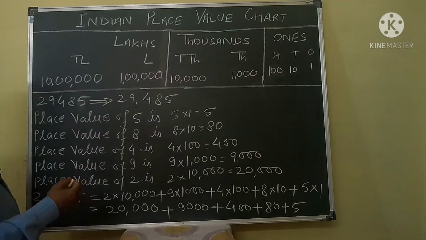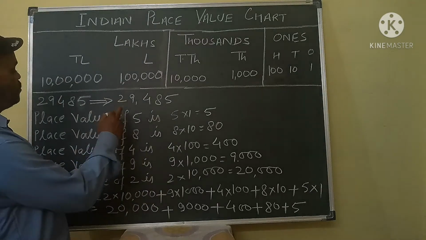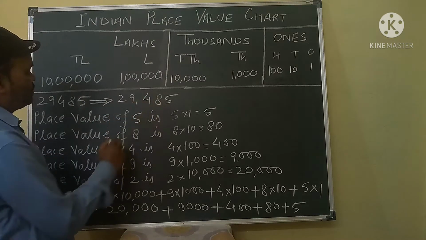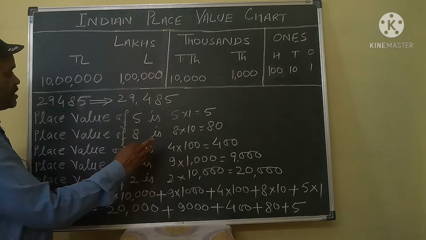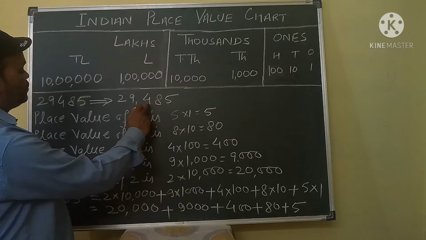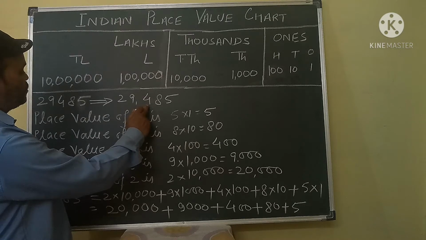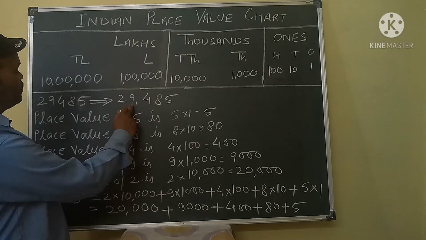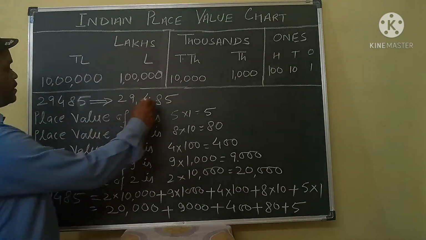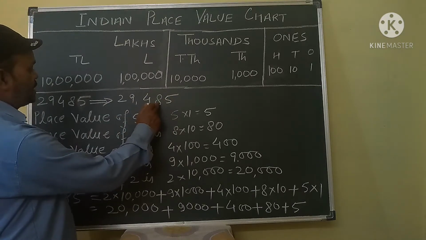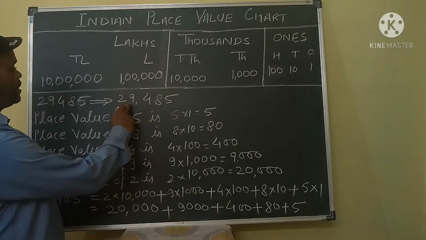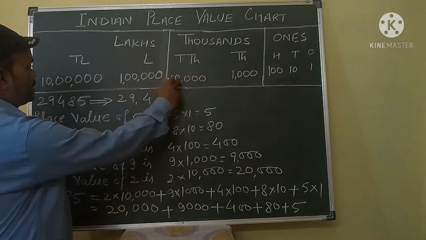Again, how can you write this number in expanded form? Now look here. According to the Indian place value system, 5 is in the ones group, 8 is in the tens group, 4 is in the hundred group, 9 is in the thousand group, and 2 is in the 10,000 group. Now 5 is in ones place, 8 is in tens place, 4 is in hundred place, 9 is in thousand place, and 2 is in 10,000 place.